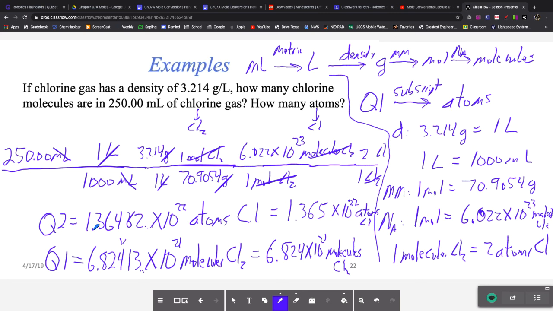1.36462 times 10 to the 22nd atoms of chlorine, and then rounded to 4. Since it's good to 4 significant figures, we're going to round at the 4. The next number is greater than 5, so that 4 rounds up to a 5. And we get our final answer as being 1.365 times 10 to the 22nd atoms of chlorine. The end.